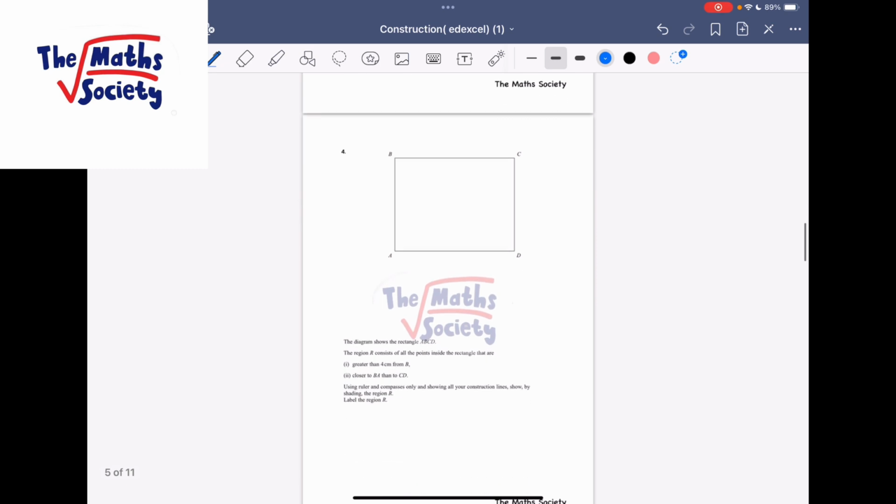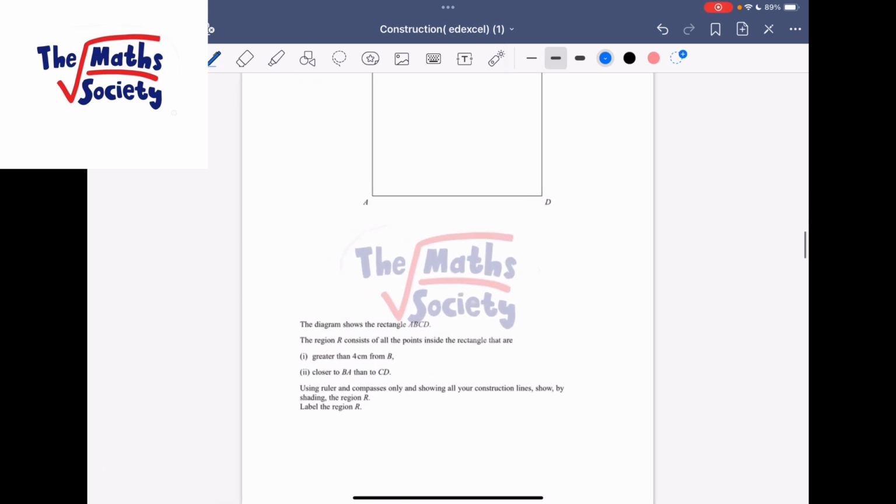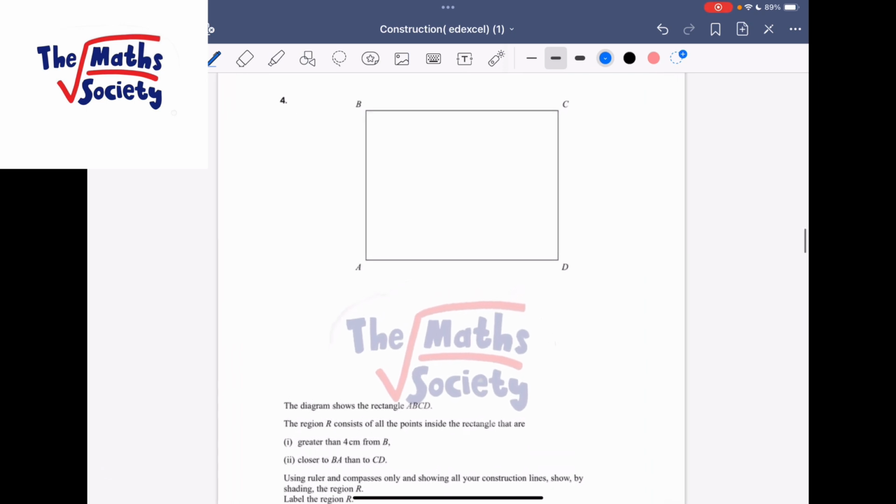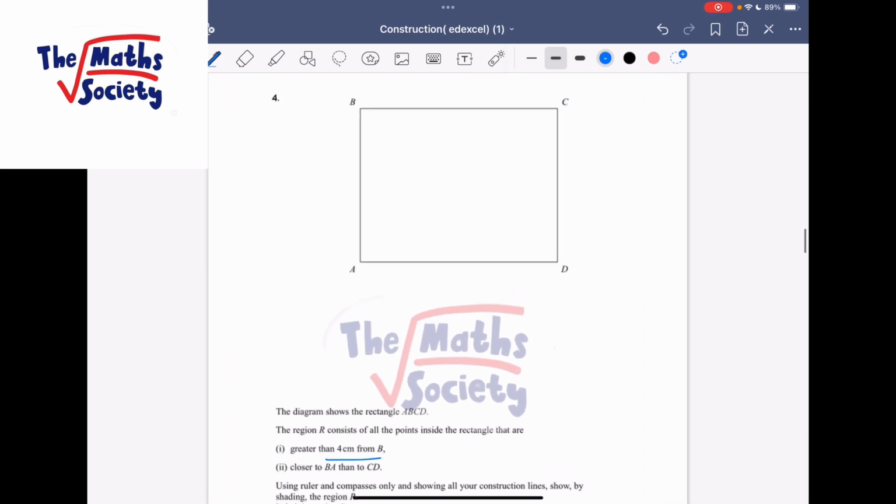And okay, we'll go on to number 4. It says that the diagram shows a rectangle ABCD. Region R consists of all the points inside the rectangle that are greater than 4 centimeters from B. As long as we make a note of where the 4 centimeters is, we'll know that the points outside of it are the points that are greater than 4 cm.